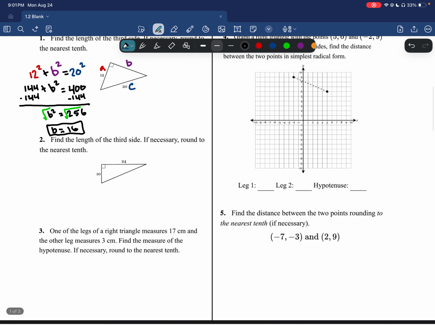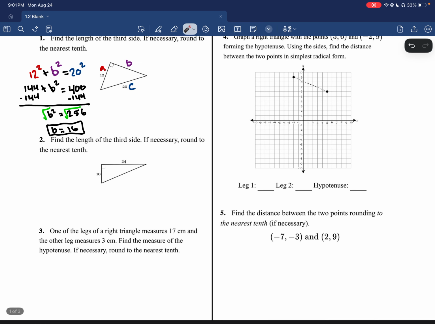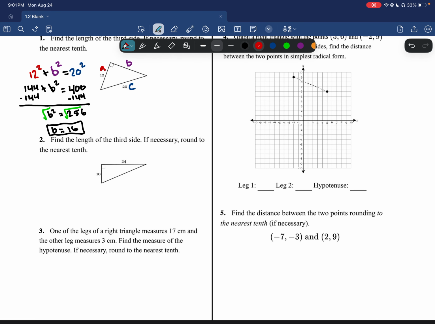All right, let's give it another go. So I've got these two side lengths. Notice they're both connected by this right angle. These are both legs, okay? So it doesn't matter which one you call A and which one you call B, you're going to get the same answer either way. I'm just going to call 10 my A, and I'm going to call 24 my B. I am solving for C in this case.